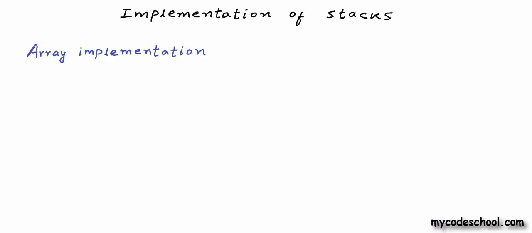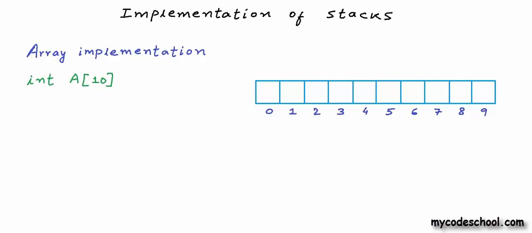Let's say I want to create a stack of integers. So what I can do is I can first create an array of integers. I'm creating an array of 10 integers here. I'm naming this array A. Now I'm going to use this array to store a stack. What I'm going to say is that at any point, some part of this array, starting index 0 till an index marked as top, will be my stack.